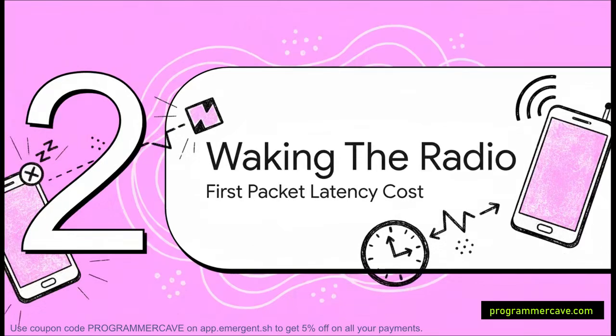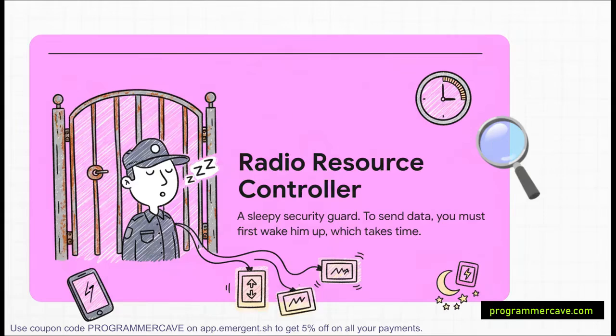So, our first challenge starts with the very first packet your app even tries to send. See, to save power, the network is constantly telling your phone's radio to go to sleep, but waking it up isn't instant. And that delay, that little pause, is often the single biggest source of latency you'll experience on a mobile device. The system that handles all this is called the Radio Resource Controller, or RRC.